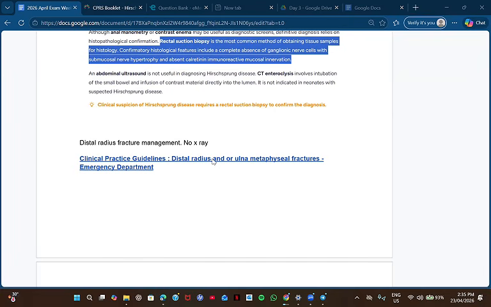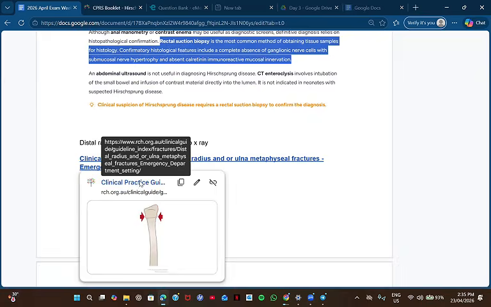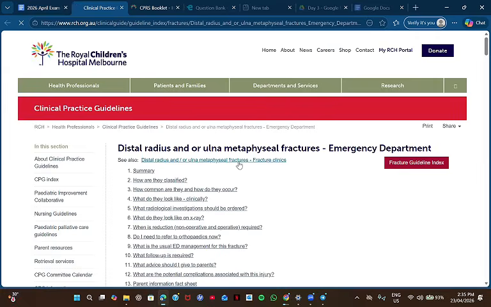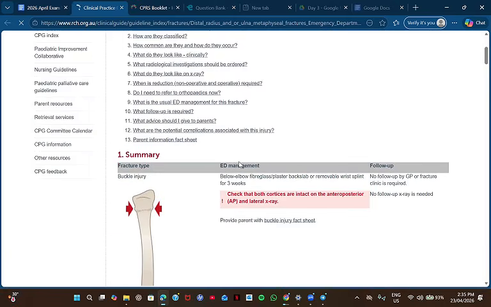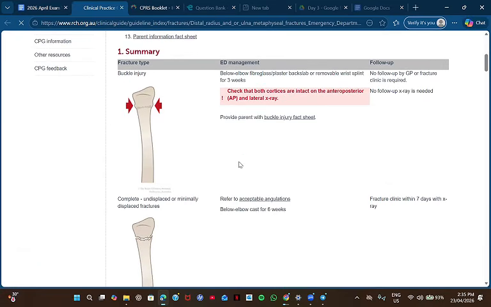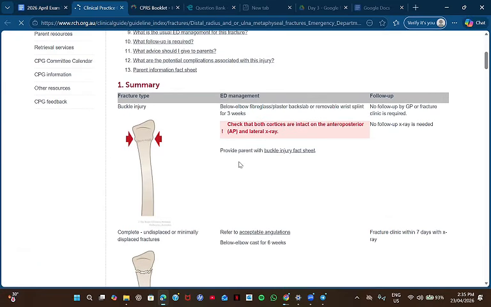Okay, we have Colles, Smith, right? Then we have Barton fracture. Different types, right? Because we don't know which type of fracture they have given. Just distal. Most probably it is Colles fracture, because AMC's favorite topic is what? The Colles fracture from distal radial fractures, right?